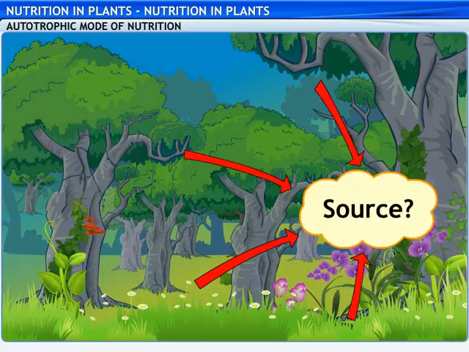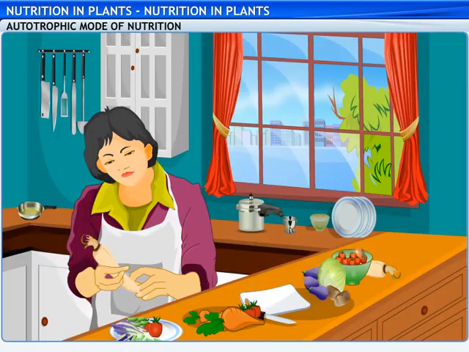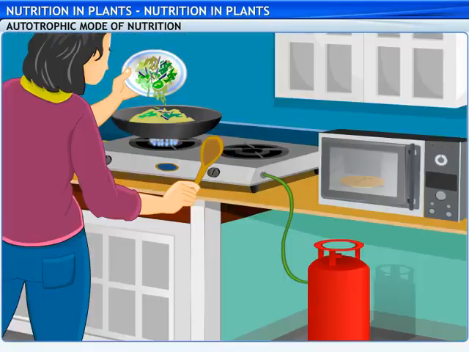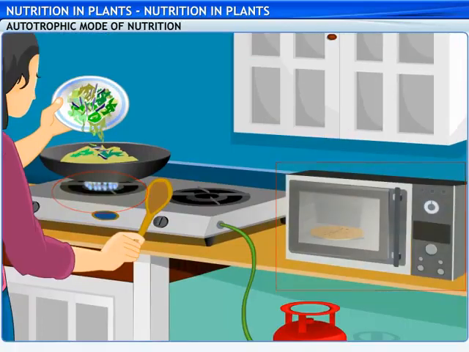To understand how they produce their own food, let's peek inside the kitchen. Observe how your mom prepares a dish. She collects all the ingredients and mixes them together one after the other. See how she uses either a gas burner or microwave as a source of energy.